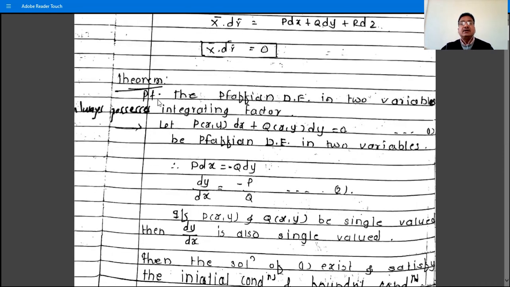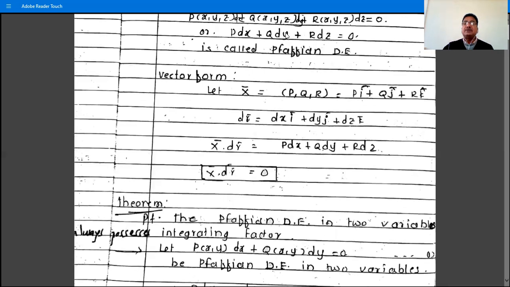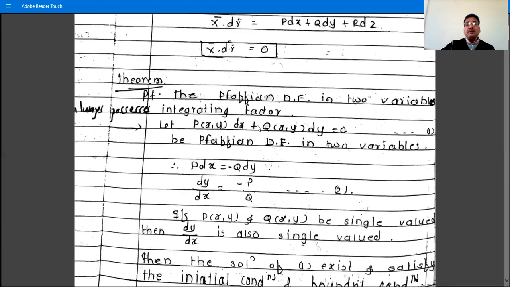The next question, a theorem: prove that the Pfaffian differential equation in two variables always possesses an integrating factor. What is the Pfaffian differential equation in two variables? P(x,y) dx plus Q(x,y) dy is equal to 0. This P dx plus Q dy plus R dz, where P, Q, R are functions of x, y, z, is in three variables. And if P and Q are functions of x and y, then P dx plus Q dy is equal to 0 is called a Pfaffian differential equation in two variables.